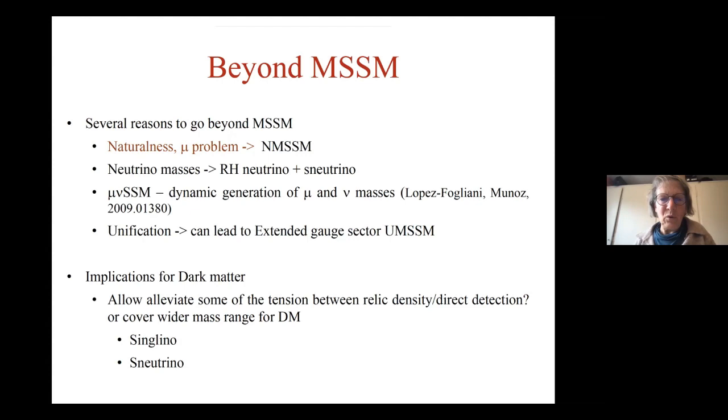There's also the possibility to actually combine these two problems and have a model which is called the mu-nu MSSM, where you have a dynamic generation of both the mu parameter and the neutrino mass. And there's also, of course, the reason that you want eventually to unify all interactions. And it's possible that in some of these unified models, you have an extended gauge structure. So you have, for example, at low scale an additional gauge boson in addition to the MSSM. So the question is now, what is the implication for dark matter? Does it allow to alleviate this tension that I have put forward between the relic density measurement and the direct detection constraint? So I will discuss basically two cases. One is the singlino in the NMSSM, and the other one is the sneutrino.